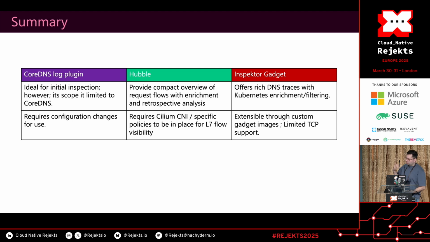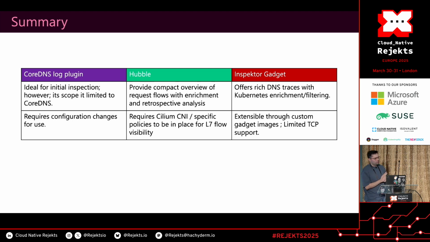So to try to summarize it, these are the different tools I personally use to debug DNS in Kubernetes clusters. You are free to choose any tool depending on the use case. But for me personally, the CoreDNS log plugin is great for ideal inspection. However, the scope is limited to CoreDNS, and it requires configuration changes to use.